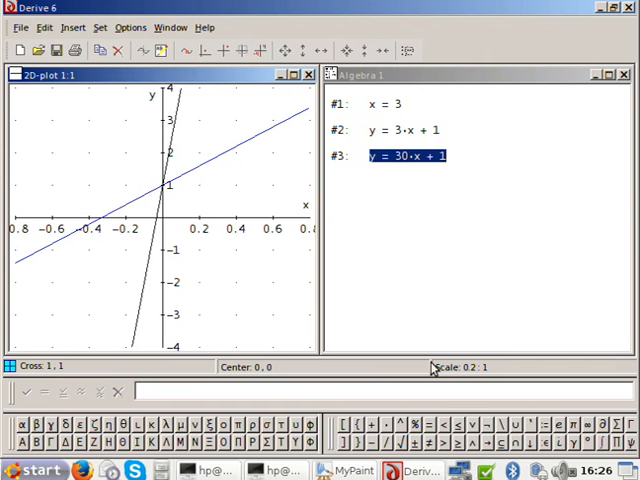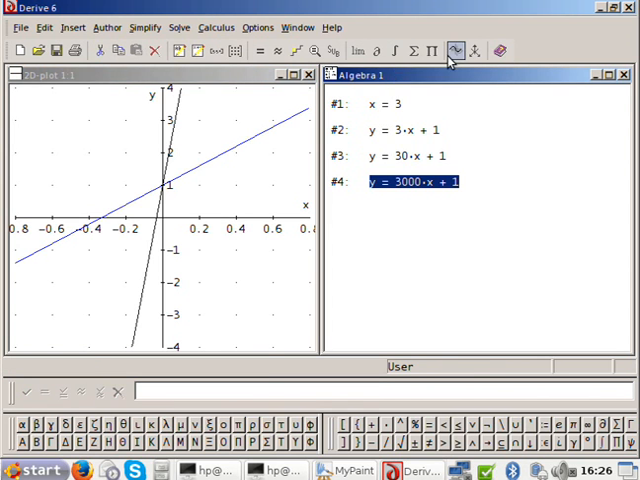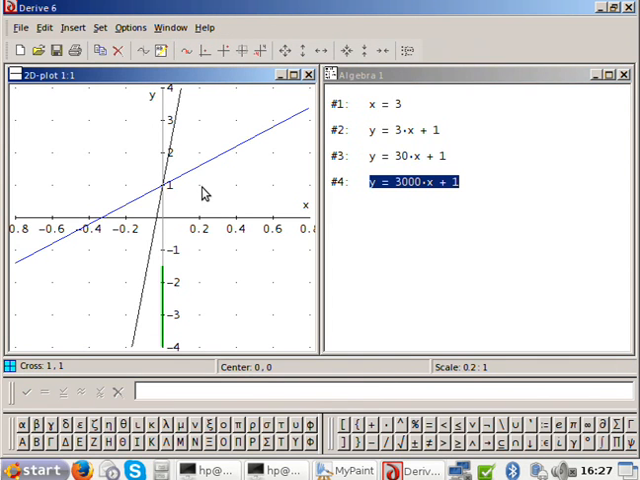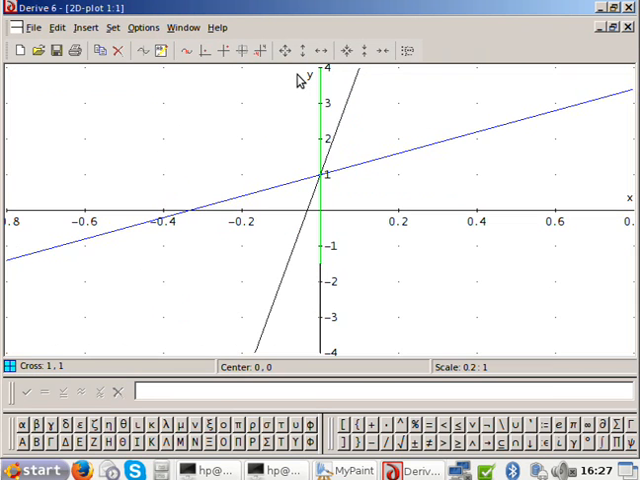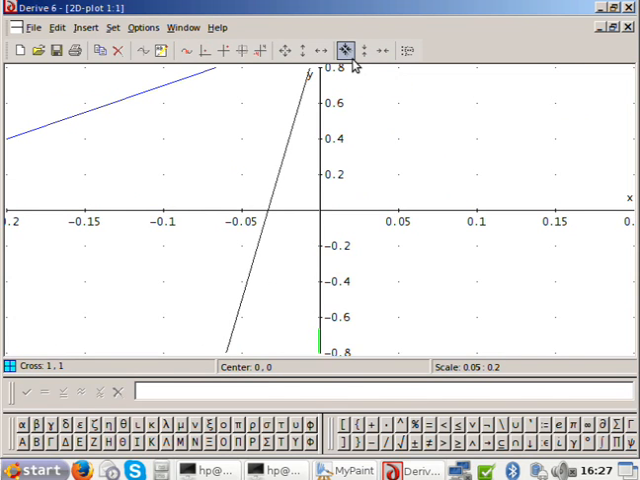Yes? y equals 3000x plus 1. Can you see it in green? It almost looks vertical, doesn't it? Yeah. Let's zoom in. Almost. We can't even see. Anyway, the point I'm trying to make is when the line is completely vertical, what do you think the slope is?